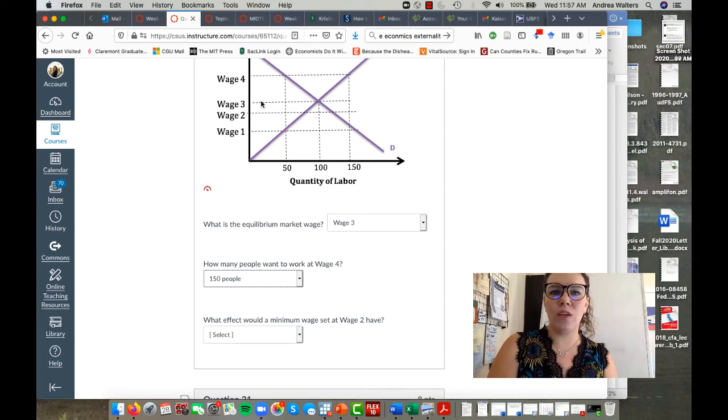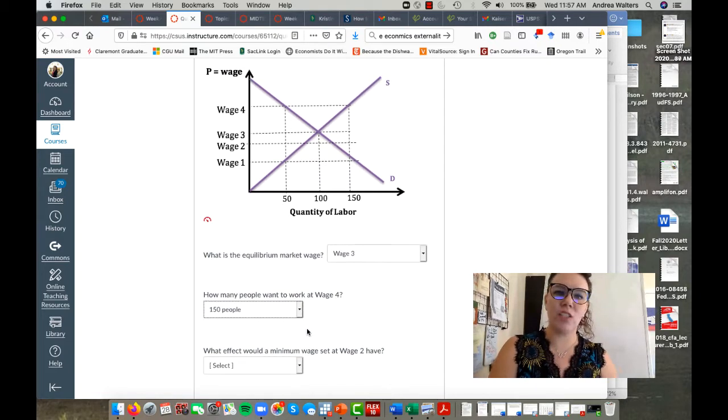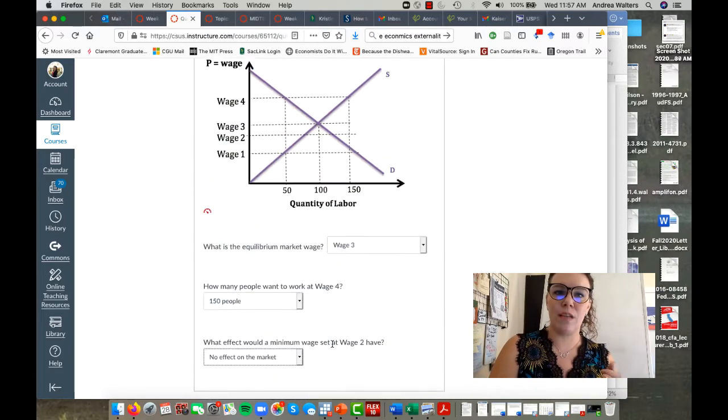Well, if the equilibrium wage is wage 3 and the price floor, or the minimum wage law, is set at wage 2, that's not going to have any effect, right? So if I'm already paying you, say, $10 and the minimum wage is $8, that's not going to change how much I pay you. So it's going to have no effect on the labor market. Does that make sense?